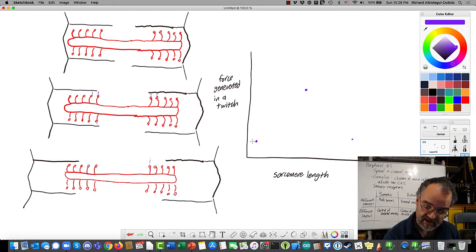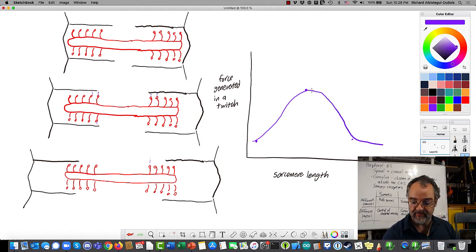And if you were to graph this, what you'd have is a graph that looks something like this, where there's an optimum length somewhere in the middle. And then if the sarcomere gets longer than that or shorter than that, it loses some of its ability to generate force. One way to think about that is this.